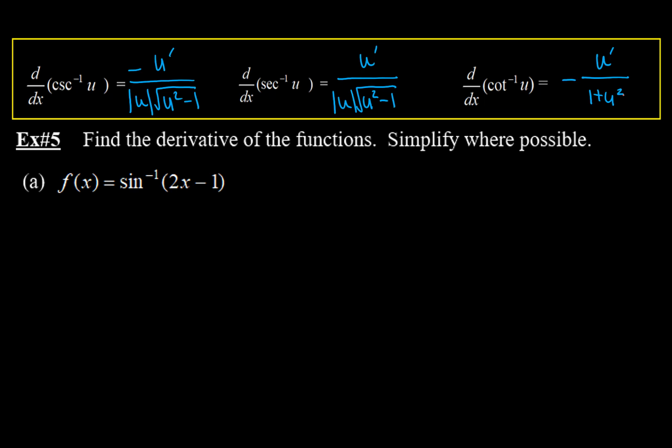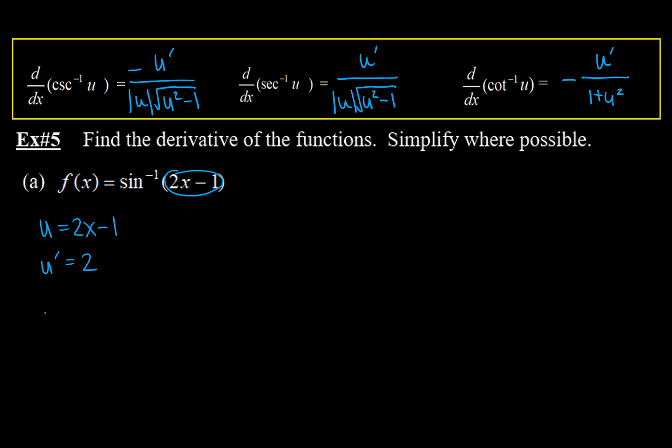All right, let's look at these functions and take the derivatives. Find the derivative of the function, simplify where possible. Let's look at a couple examples of these. I am going to take the derivative of the inverse sine of 2x minus 1. Let's use the u substitution here. Let's figure out what u is and what u prime is. Per usual, u is the inside, so u is 2x minus 1, and u prime is going to be 2.